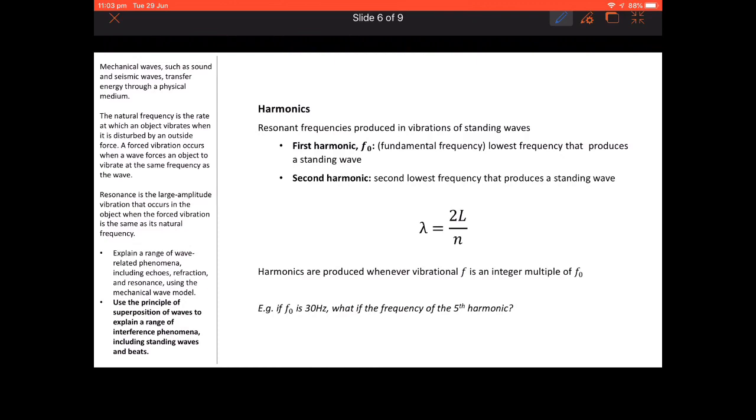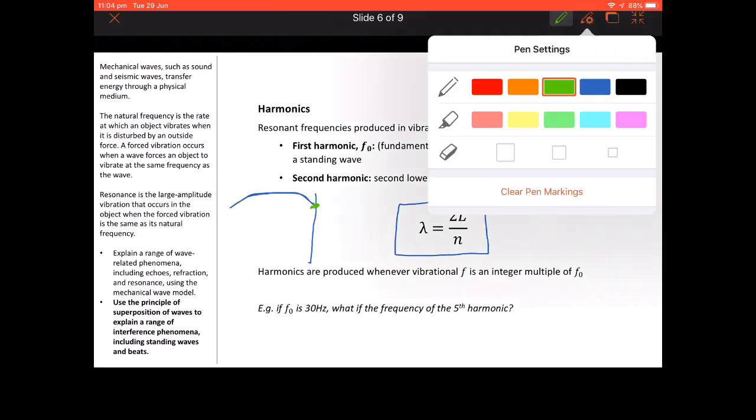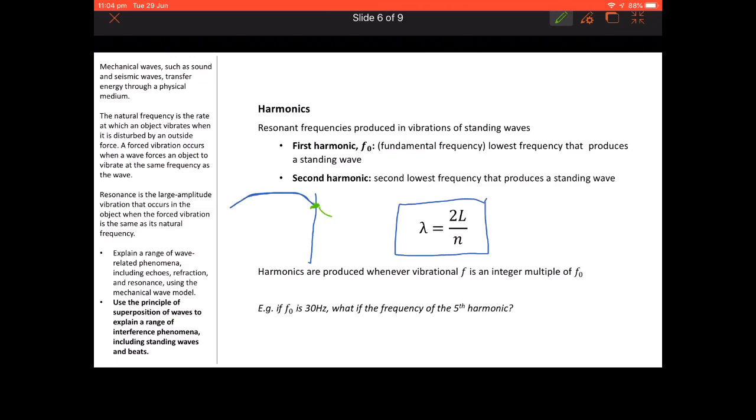The first harmonic, or the fundamental frequency, is the lowest frequency that produces a standing wave. The second harmonic is the second lowest frequency that produces a standing wave, and so on. This is the rule that relates wavelength to the harmonic number, or the number of nodes in a wave. So if you imagine a wall here, and we've got a string on the wall, the first harmonic will have just one node at the wall, and its wavelength will actually extend beyond the wall.